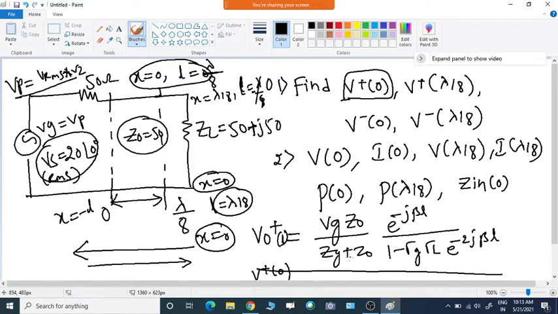Now Zg is given already, which is 50 ohm, and Z0 is given as 50 ohm. So we can observe here that the source side is already matched. The source side being matched means your gamma g will be equal to 0. Now the load side is not matched, because it is 50 plus j50, a complex value. So first we need to find out what is gamma L, then we can look into the value of V plus of 0, which we will find out by putting the value of L equal to 0.